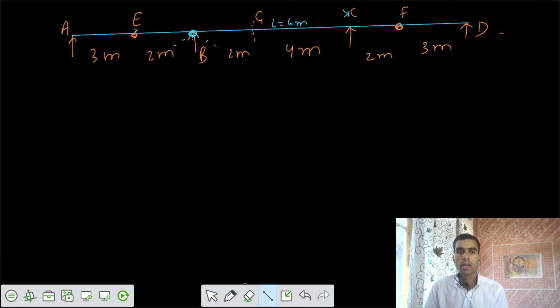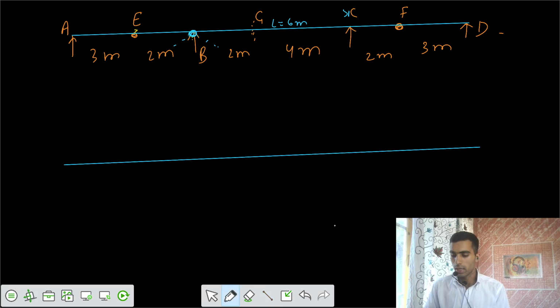So let's have that VGMG. For the VGMG, you apply a slider here. You apply shear of V1 downwards, V2 upwards. So this is your slider.